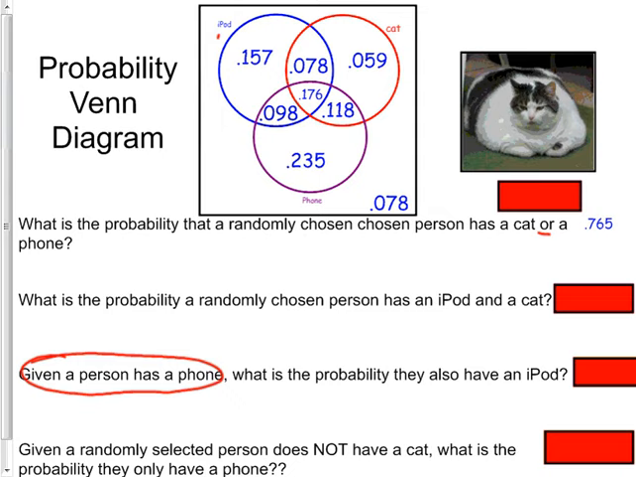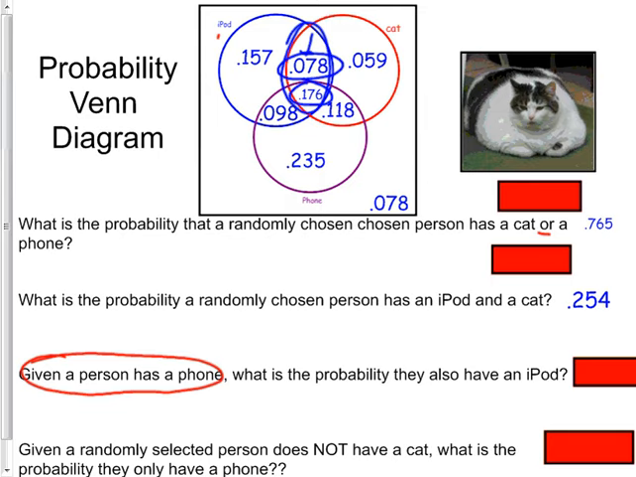Okay, iPod and cat is where they overlap here, and both of them are iPad and cat. The common wrong answer is 0.078. You should have added them together, and you'd have had 254, and that is correct. Next one: given they have a phone. I said the givens would be the hard parts.